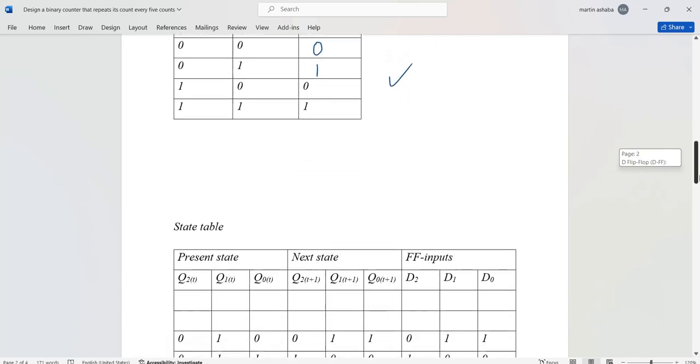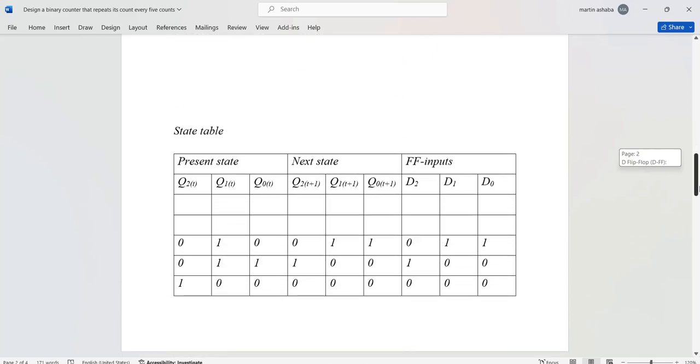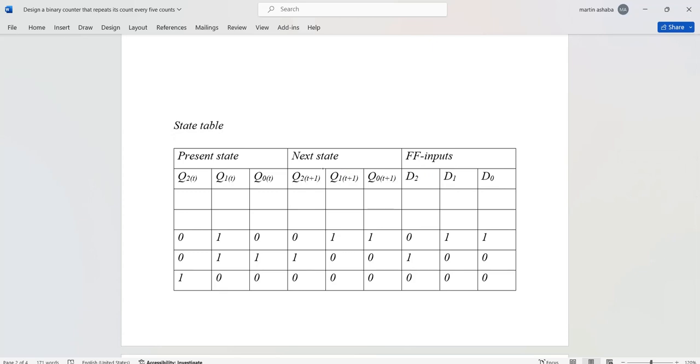So we go to another step, which is now looking at the state table. The state table is also going to tell us how we are transitioning from one state to the next state, and looking at what the inputs are to the pin D of the flip-flop. So we are looking at the present state, next state, and the flip-flop inputs.